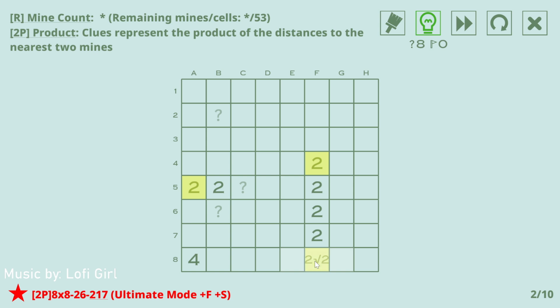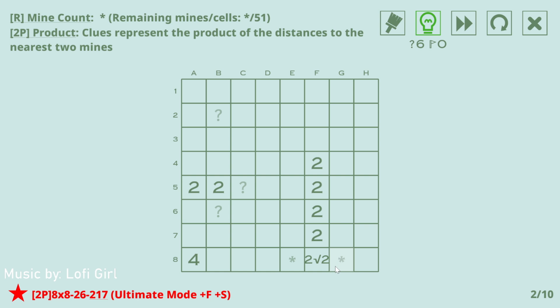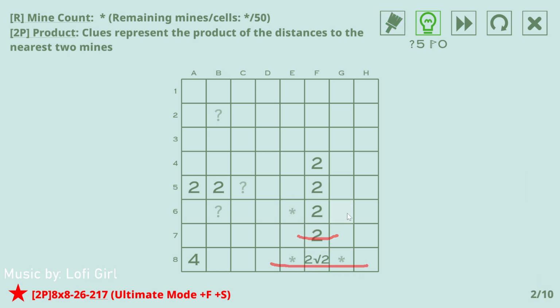Alright, this could help us. Could it? Yeah, I think this breaks the 2. If this were a 1 times root 8, then you have 1 mine here. These are all empty. And this 2 now can't work because it already sees a root 2. It can't see another root 2 for some reason. So this can't be a 1 times root 8. It must be a root 2 times 2. Which also means that this 2 must not be a 1 times 2, so those are both empty.